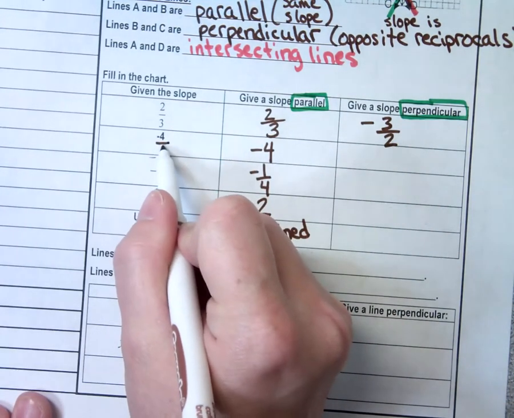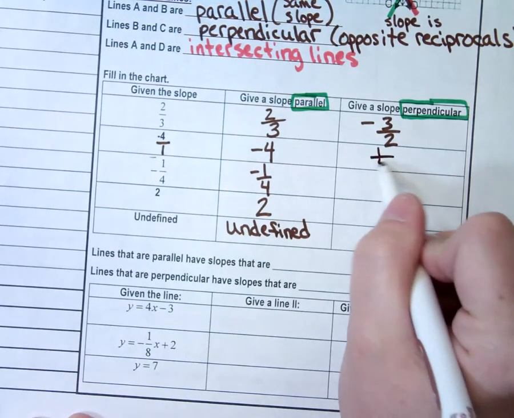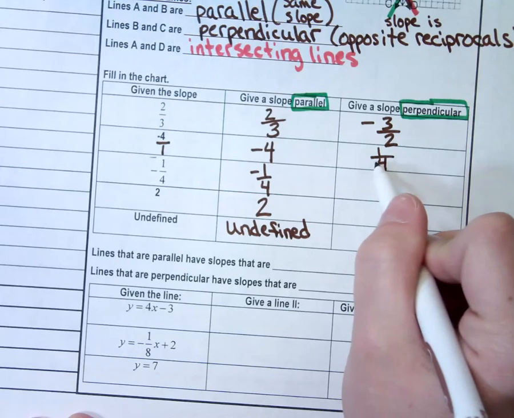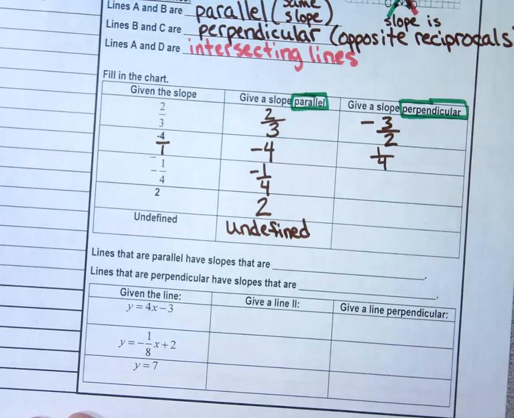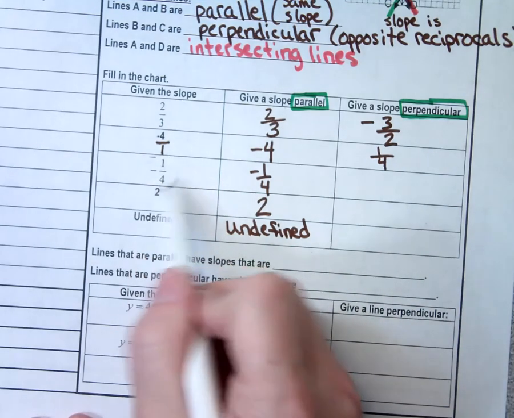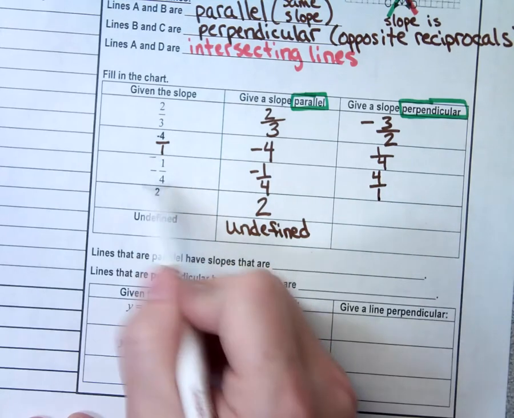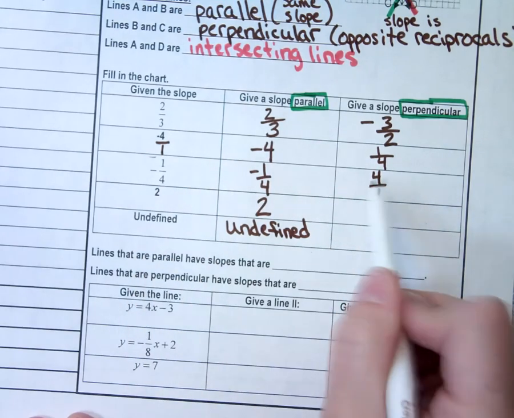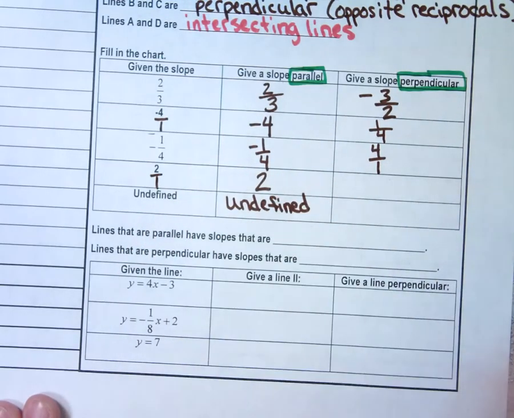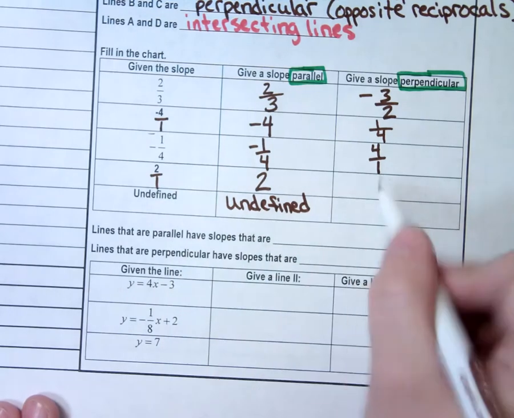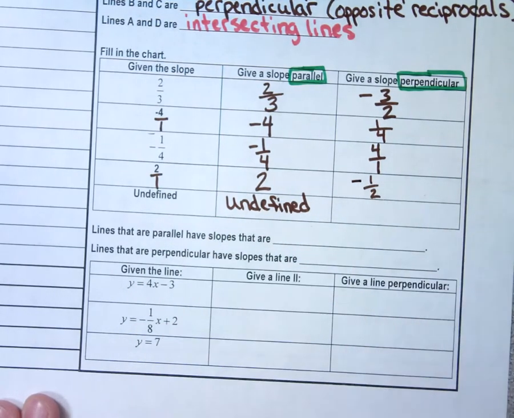This -4 is understood to be over 1, so if I flip it over, I get 1 over -4, but I need to switch the sign. So if this is a negative number, this one has to be a positive number. Okay, I'm going to flip this one over, and I have to switch the sign. So since this is a negative number, this is going to be a positive number. This 2 here is understood to be over a 1. That means flip and switch. Flip the fraction over, switch the sign. So if this one's positive, this one's negative.